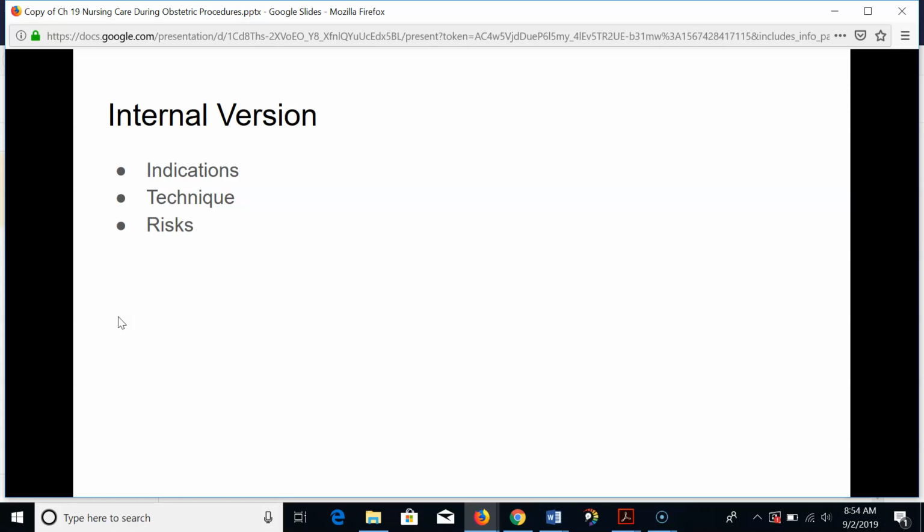Internal version. A version is when the fetus is not in the head down position and the provider tries to get the fetus to turn into head down position. This can be done as an internal version or an external version. An internal version is where the provider reaches into the uterine cavity with one hand while the other hand is on the maternal abdomen and tries to get baby to turn into the cephalic position.